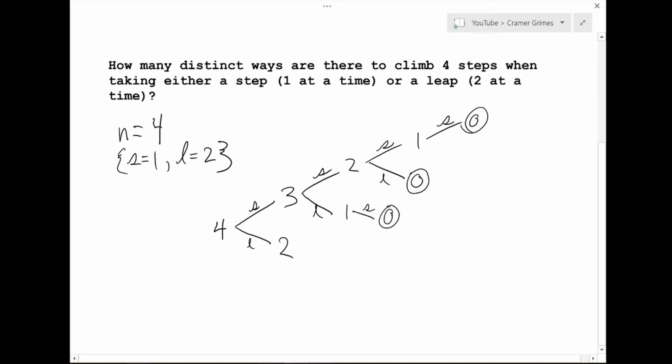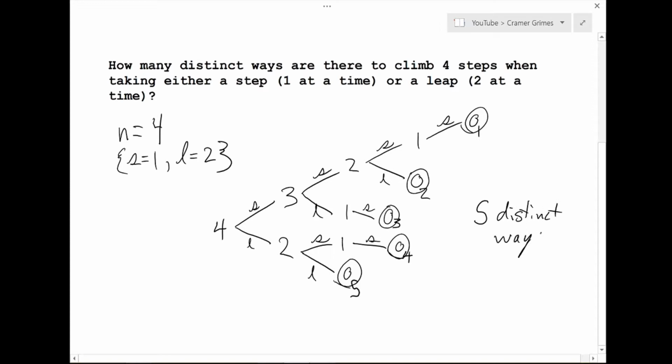From this 2, we could either take a step or a leap. Step would give us 1, leap would give us 0, and then from this, we could only take a step, which would give us 0. And here, this would give us 1, 2, 3, 4, 5 distinct ways to climb this staircase when we can either take a step or a leap at each moment.